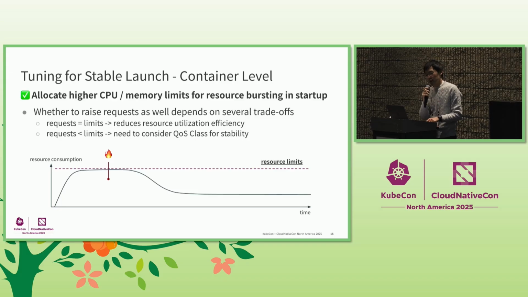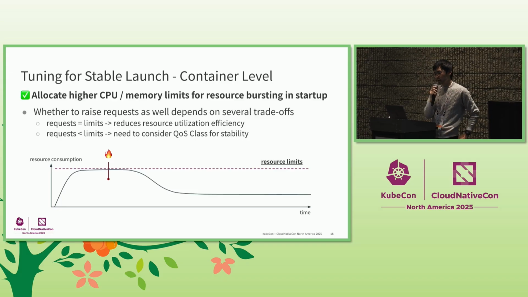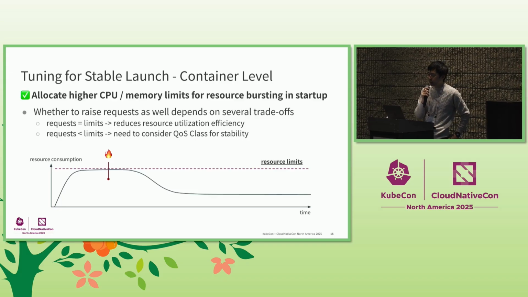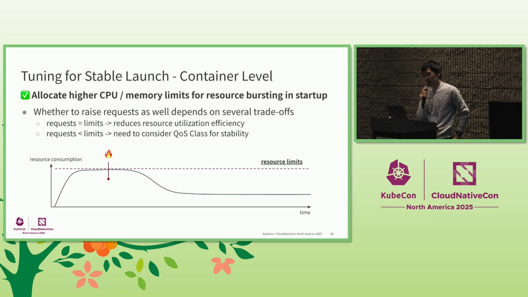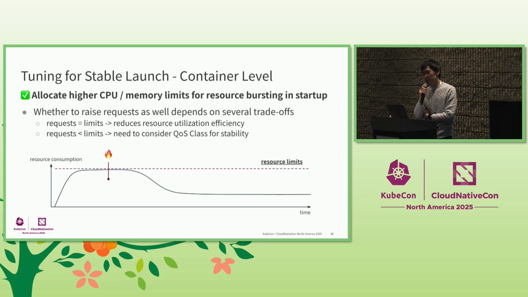And for startup stability, it's good to set high values for both CPU and memory limits. This helps compensate for performance disadvantages. Additionally, if you set the request equal to the limit, it guarantees the resource availability for the application and further improves stability.